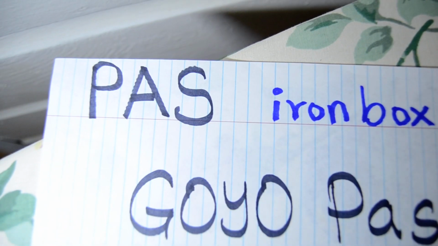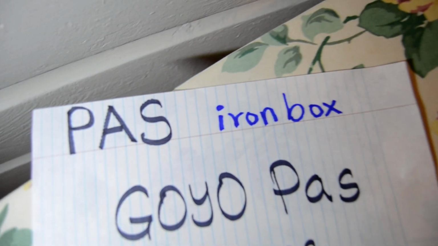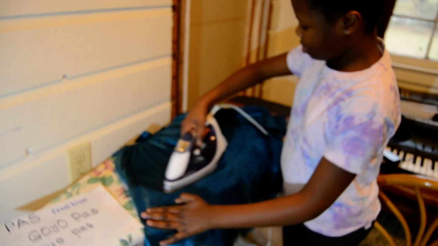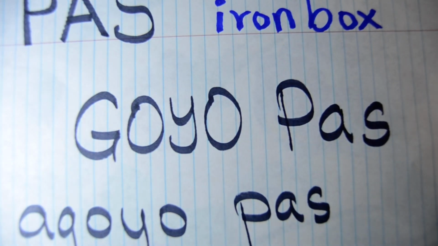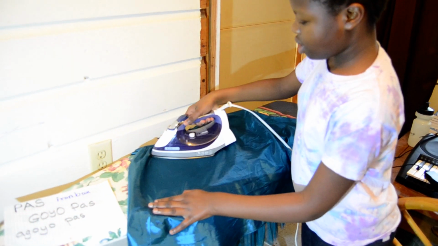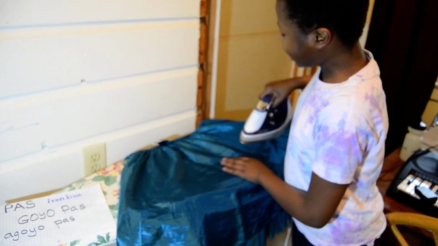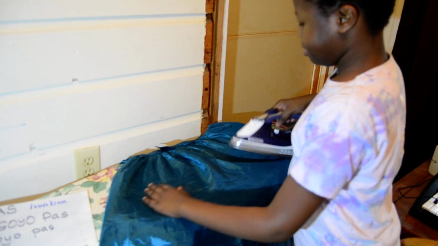And this is an iron box. Now an iron box is called pass. We want to iron the clothes, and ironing clothes is called goyo pass. So Nikki, itimo ango? Agoyo pass. That means you're ironing clothes.